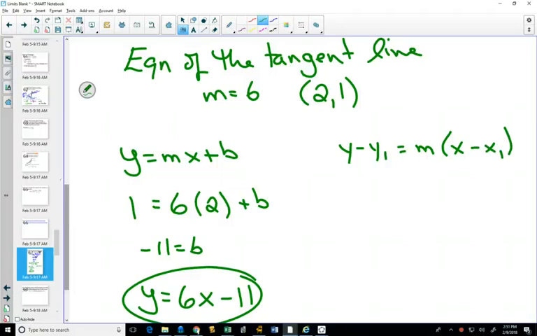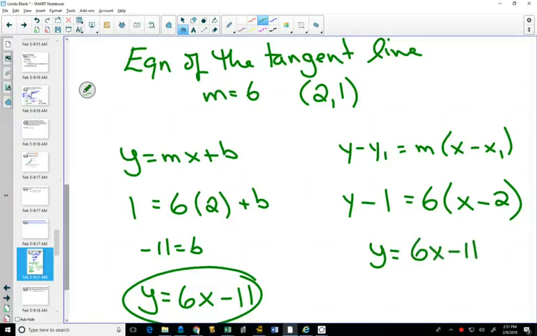If you have the point-slope form of a line, it has a place to plug in the slope, a place to plug in a point. So it just becomes y minus 1 equals 6 times (x minus 2). If you distribute things, this will be 6x minus 12, add 1 to the other side, you get the same answer. Okay?